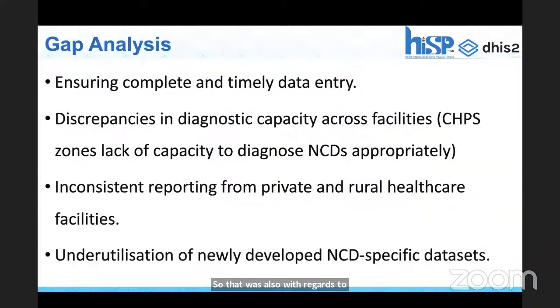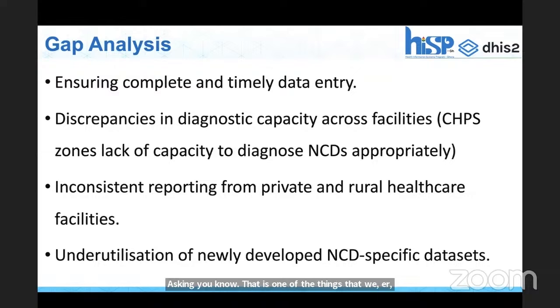What we found out was that it is a key thing to deal with the quality of the data, because, as a major source of discrepancies, we noted that as a country, the lower level facilities, that is CHPS zones and clinics, have been discouraged from diagnosing non-communicable diseases. That is one of the things that we identified.